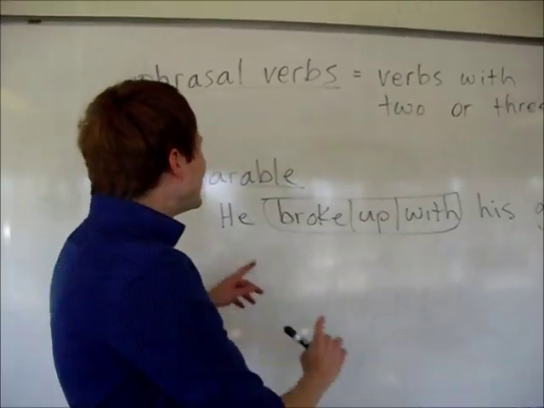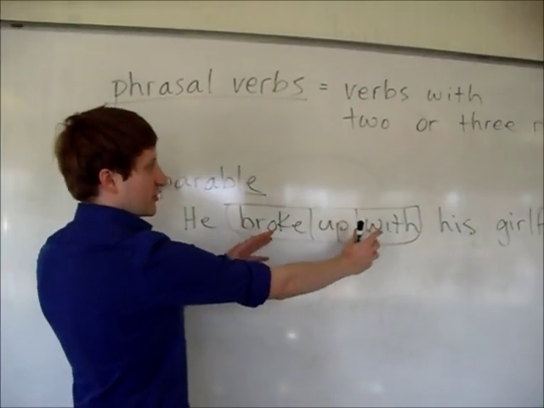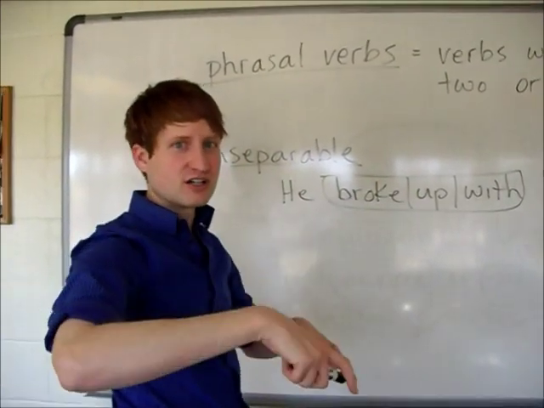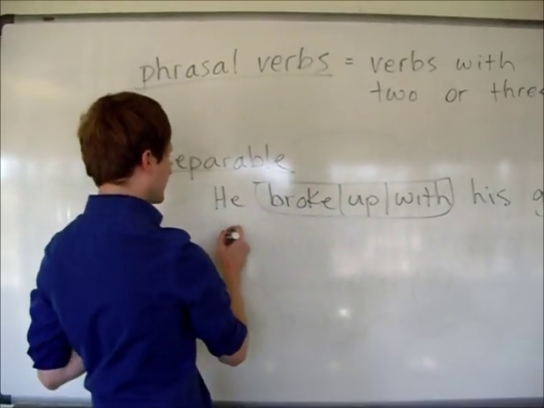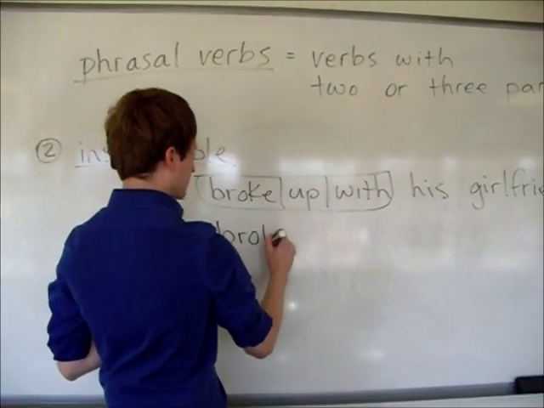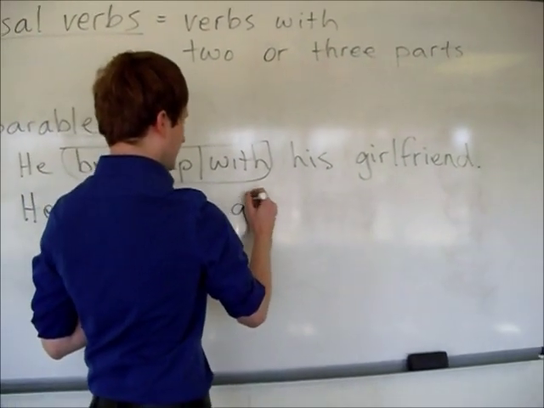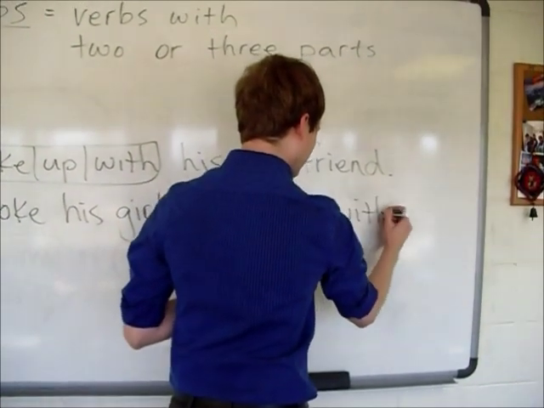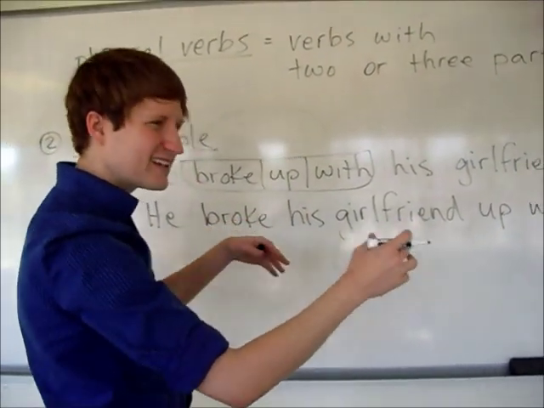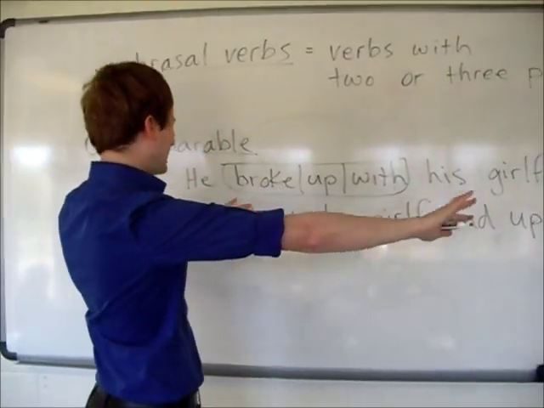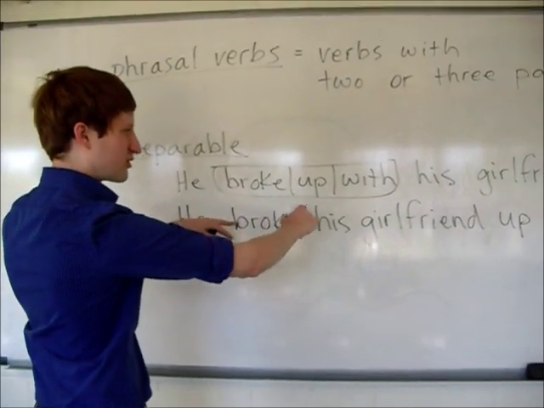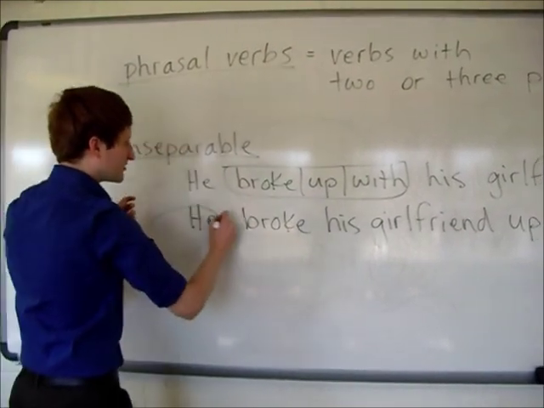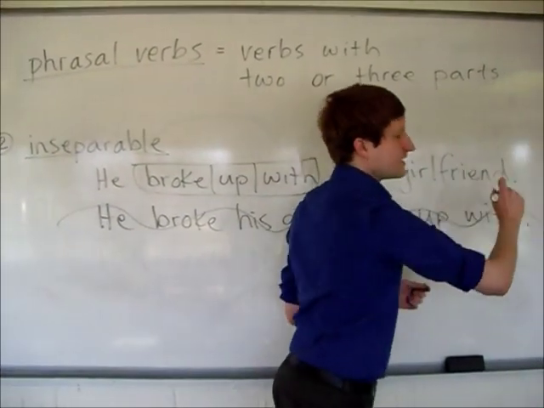So if you say an inseparable phrasal verb, you must keep the words together. If you separate them, it's wrong. So for example, if you say, he broke his girlfriend up with, actually you cannot separate them. Broke up with must be together, because break up with is inseparable. So this is just wrong, wrong, wrong.